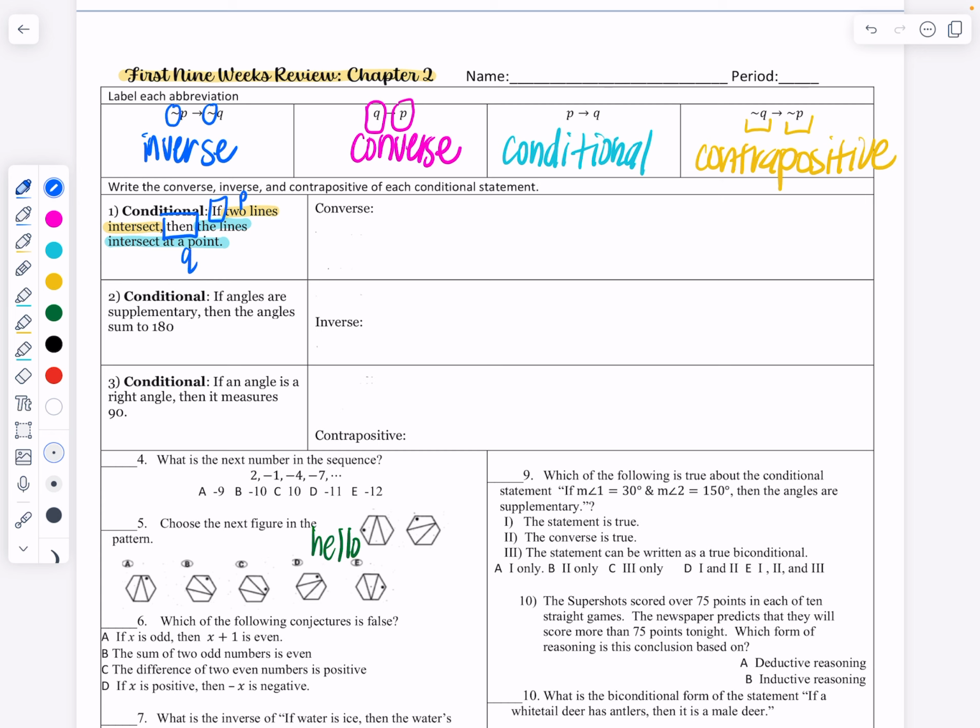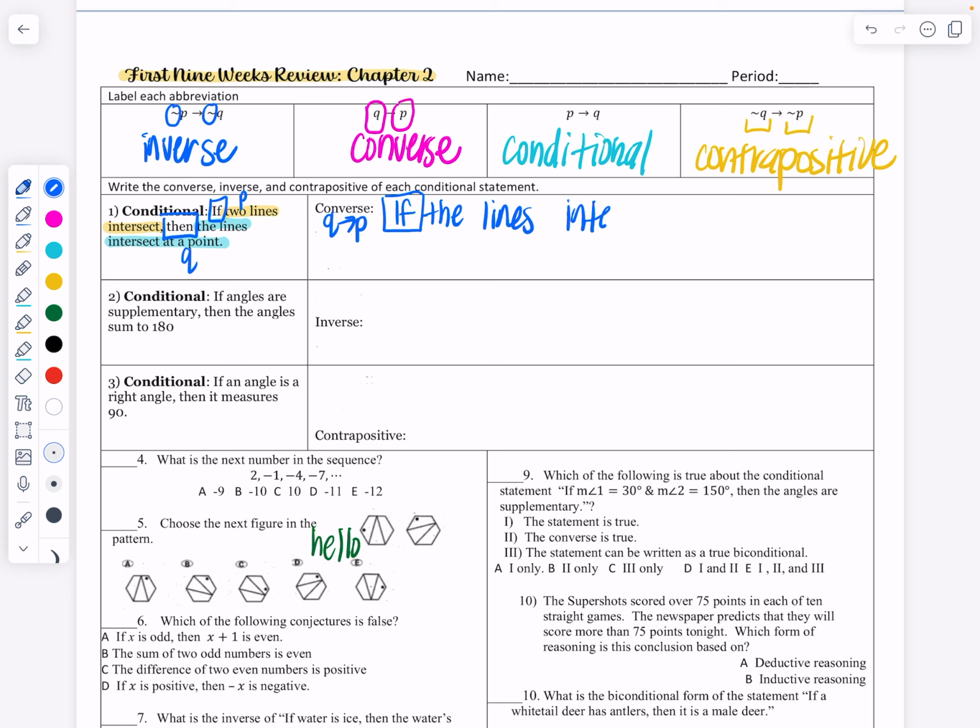So what is my converse going to be? My converse is going to be if Q, then P. So I leave the word if where it's at, but I'm going to go get that blue stuff. If the lines intersect at a point. Y'all can see my pen is lagging. I don't know what's wrong with it. I think I've dropped it too many times.